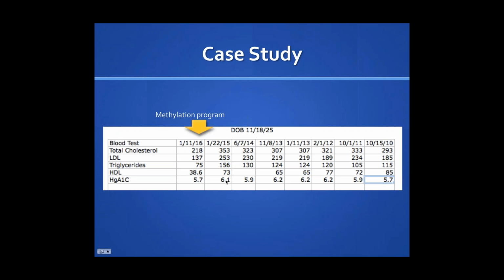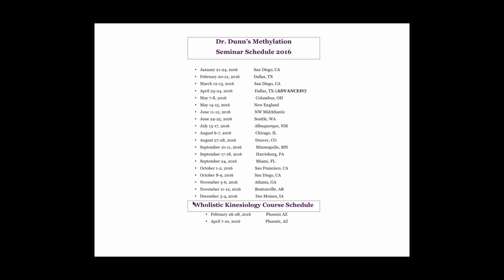But hemoglobin A1C dropped from its highest at 6.2 down to 5.7. Pretty stunning results. And again, we didn't do a statin. We didn't even do a natural statin or red yeast rice or anything like that, just methylation. And it had this tremendously powerful effect on her cardiovascular health.